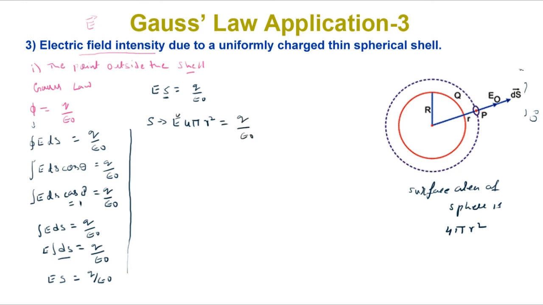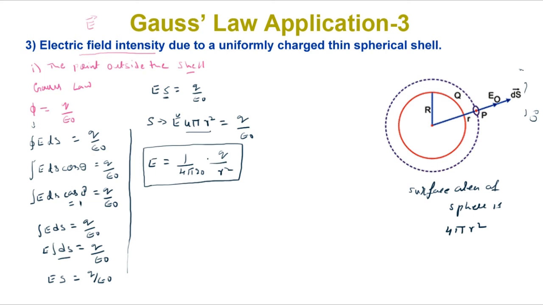Then our target is E, so E is equal to 1 by 4 pi epsilon naught times Q divided by r square, after sending the 4 pi r square to the other side. This is the formula to identify the electric field intensity at a point outside the sphere. Are you clear? This is the first target.